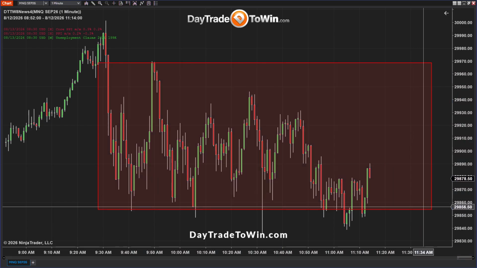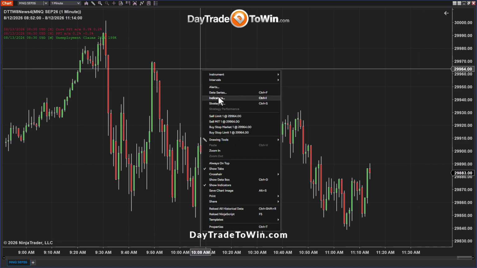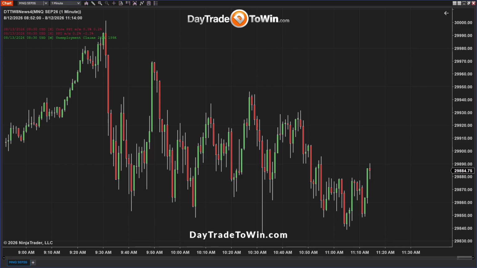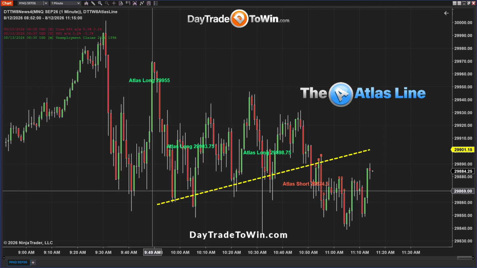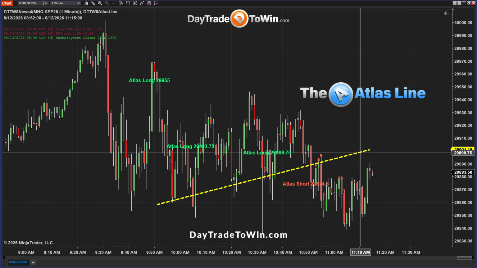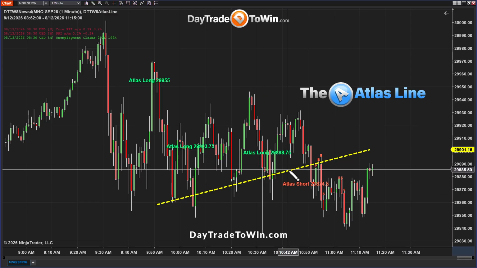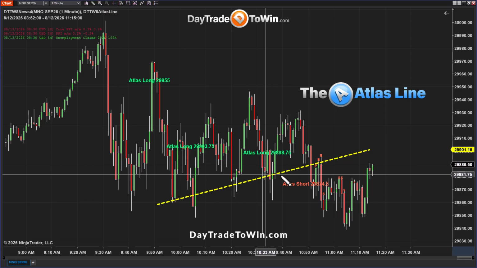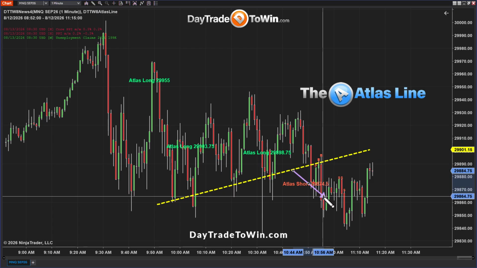Or a better way to actually trade this type of really difficult trading method is to add what I call the Atlas line indicator by Day Trade to Win. And I'm going to add this here because this allows me to understand as the market evolves if I should be a buyer or if I should be a seller. So right now, as the Atlas line is plotting, as you can see it here, the goal behind using the Atlas line is only looking for long trades when we see the market hit the Atlas line and bounce above it, or hit the Atlas line and bounce below it.